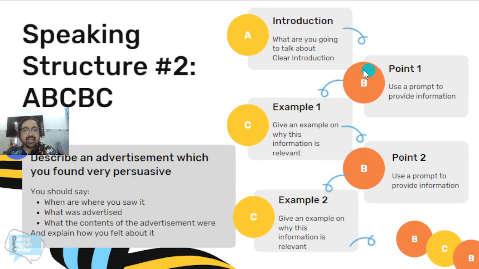Your first B will be your point one, and any of these prompts can be your point one. Usually, like we were just discussing, the most important things to talk about first are the past, or who, or what, depending on the topic. So, what is the most important thing that we discussed? What do you need to answer?